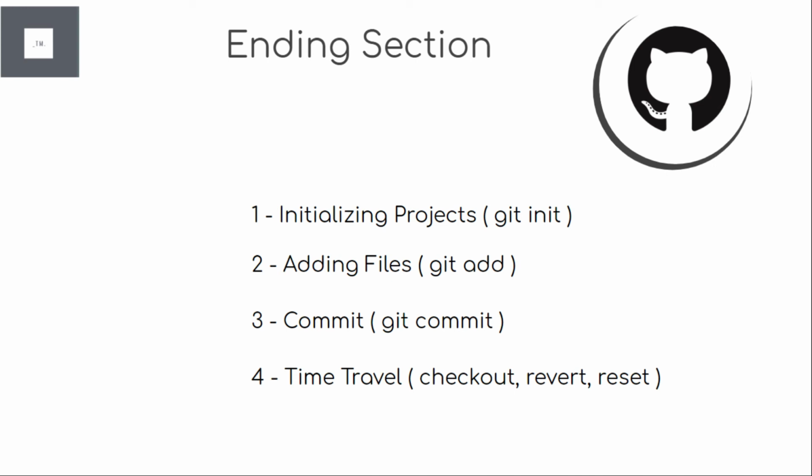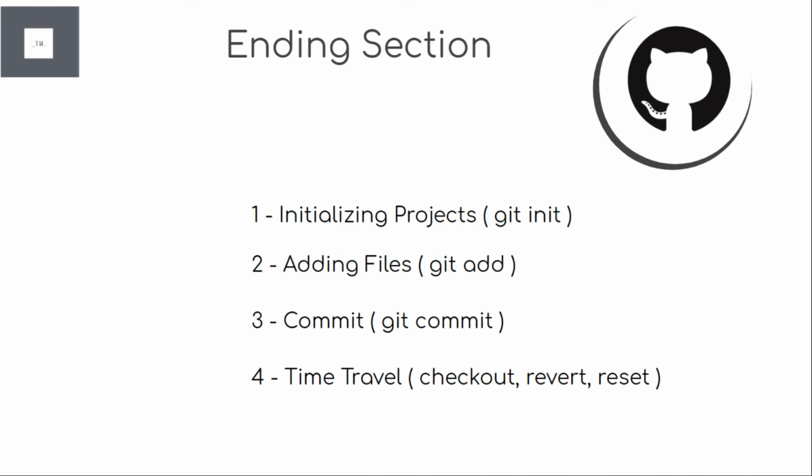Then we just saw how we can add files, and for that we use git add, and I did show you how you can use git add to add the file to the staging area. Then we saw how we can use git commit to commit our project's file, and also how we can see the commit history with git log and git log --oneline.